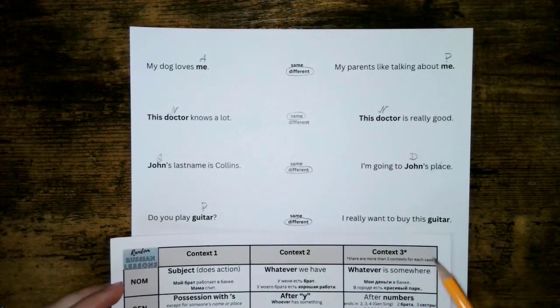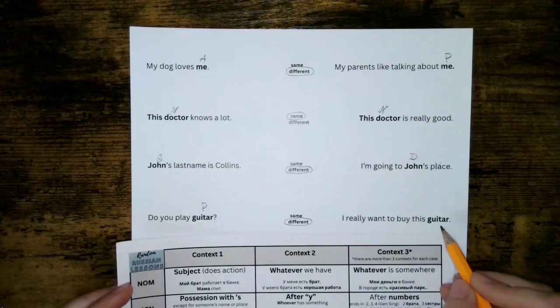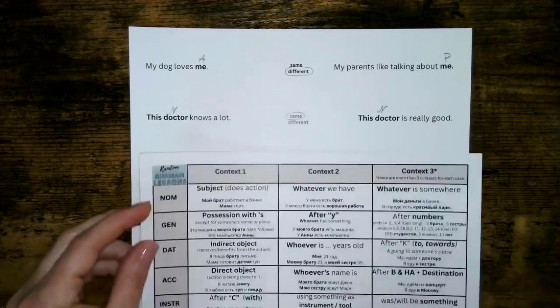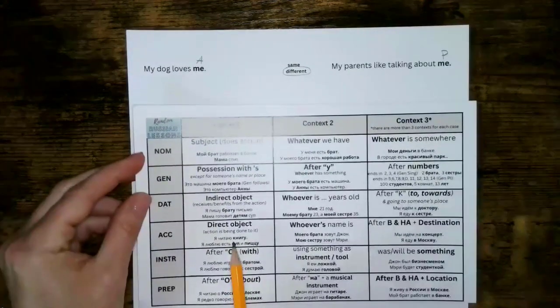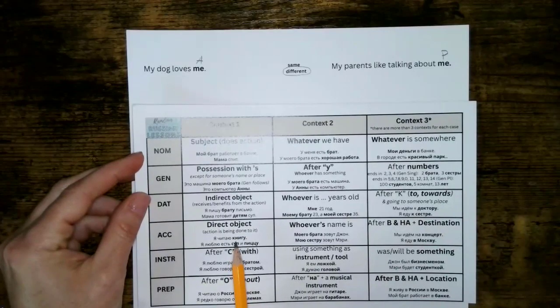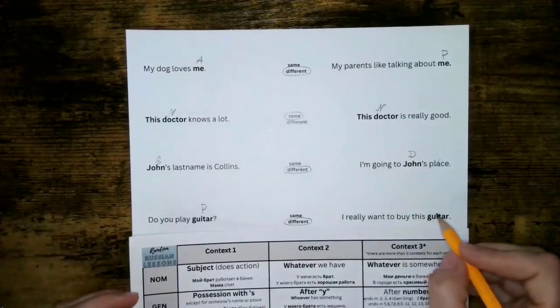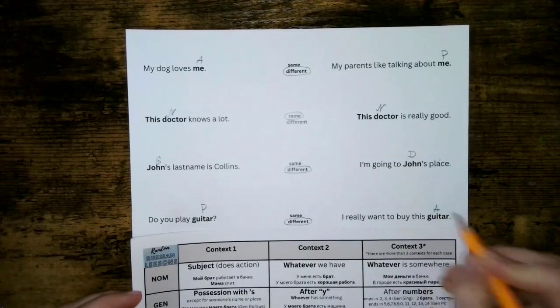But I really want to buy this guitar. So here, guitar will be the direct object, because what we buy is being bought. It's a very direct action. So that will be accusative.